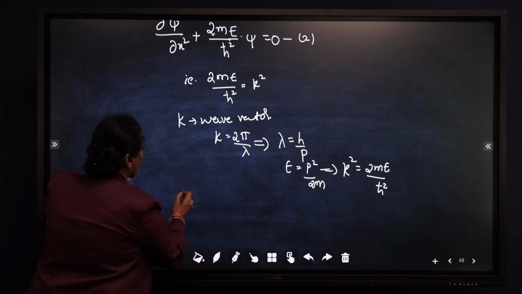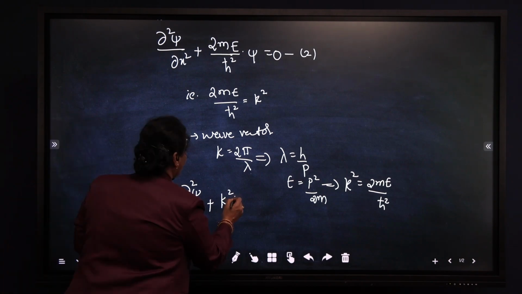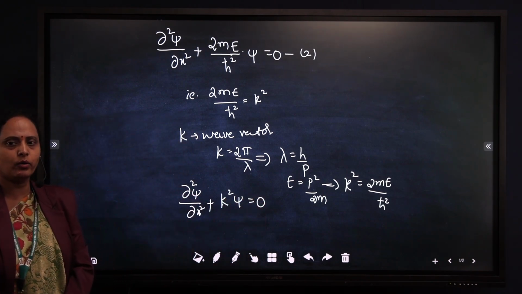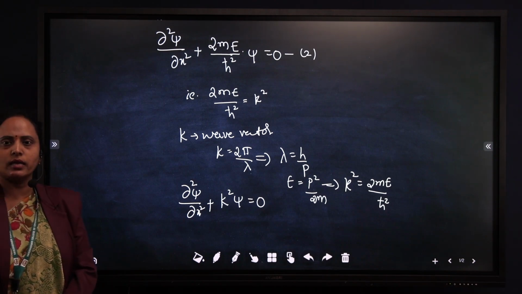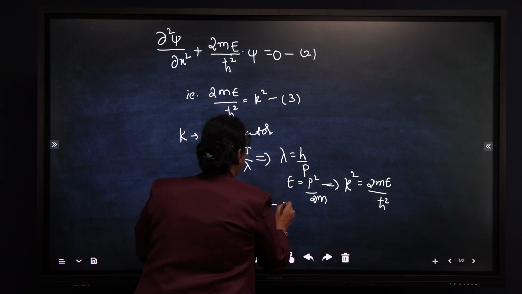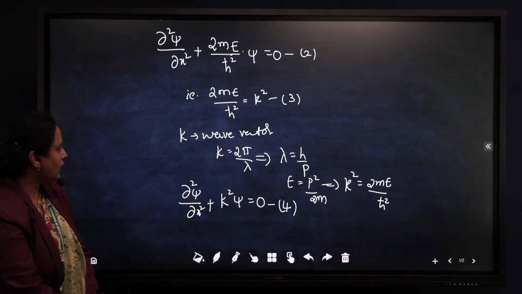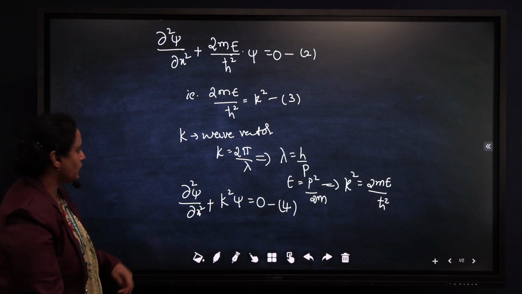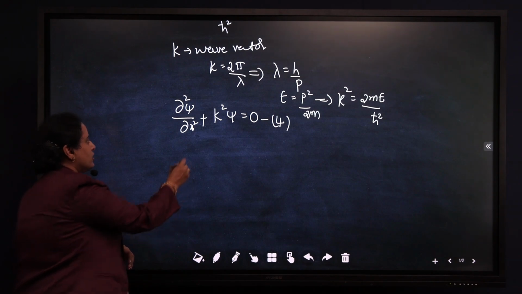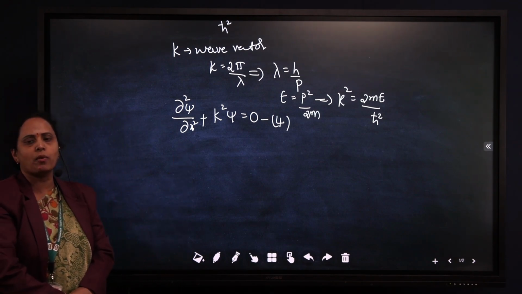So with that it comes out to be dou square psi by dou x square plus k square psi is equal to 0. Make this equation number 3 and equation number 4. This equation is a general wave equation.